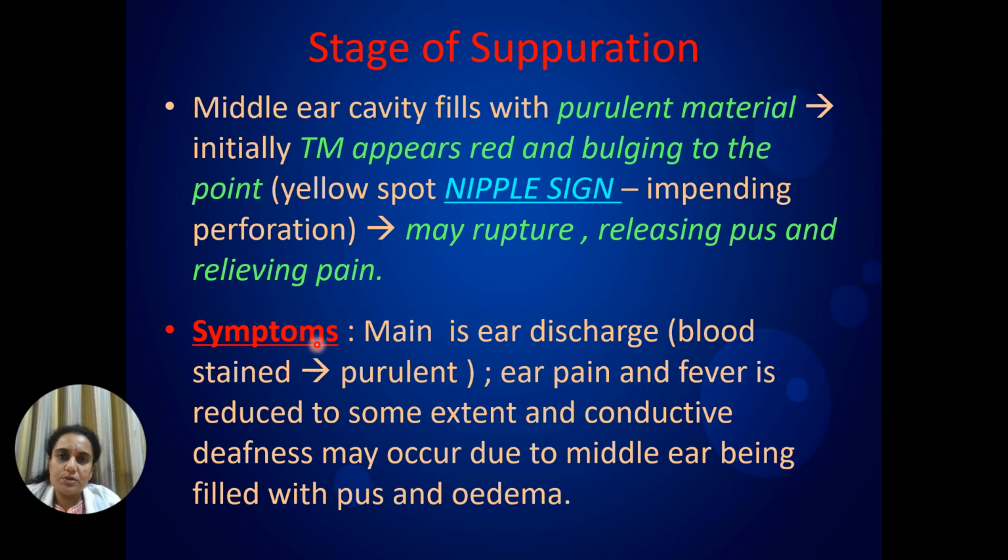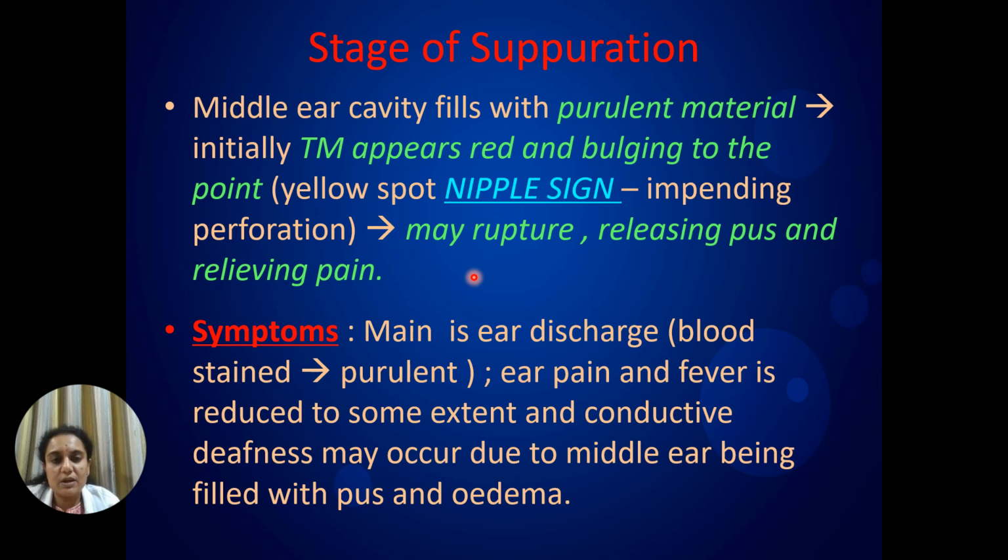The third stage is stage of suppuration. In this stage, the pyogenic organisms invade into the middle ear, and their invasion produces purulent material. So the discharge now is mixed. It is mucopurulent discharge, and this fluid in the middle ear tends to put pressure on the tympanic membrane to burst. Before it bursts, there will be a yellow pressure point which looks like a nipple, and hence the term nipple sign. It's an impending perforation which may rupture and release the pus.